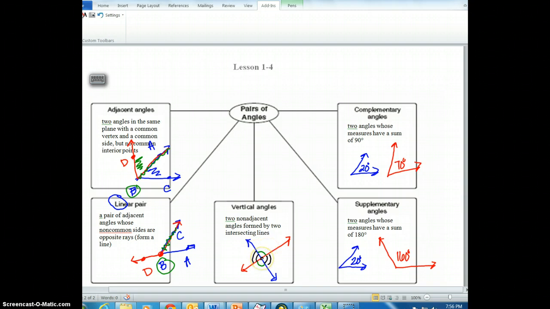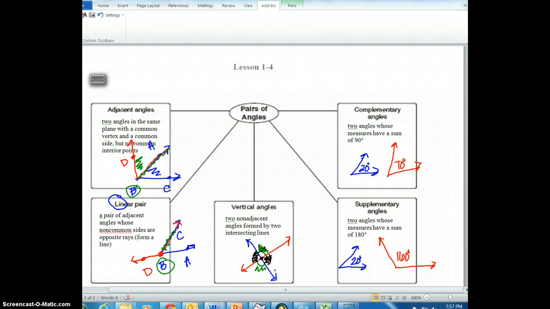They do share a vertex, they share a point, but notice they don't share a side. These black angles don't share anything but the point in between the two. And these green angles, these green angles don't share anything besides the point in between the two. They don't share any sides at all.